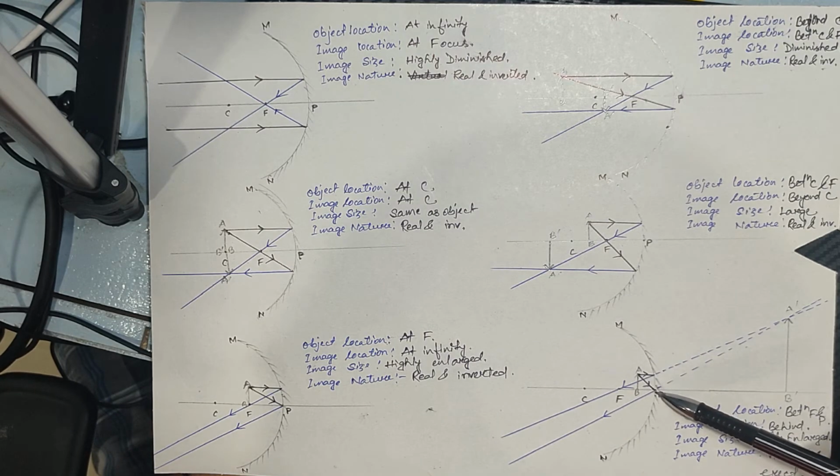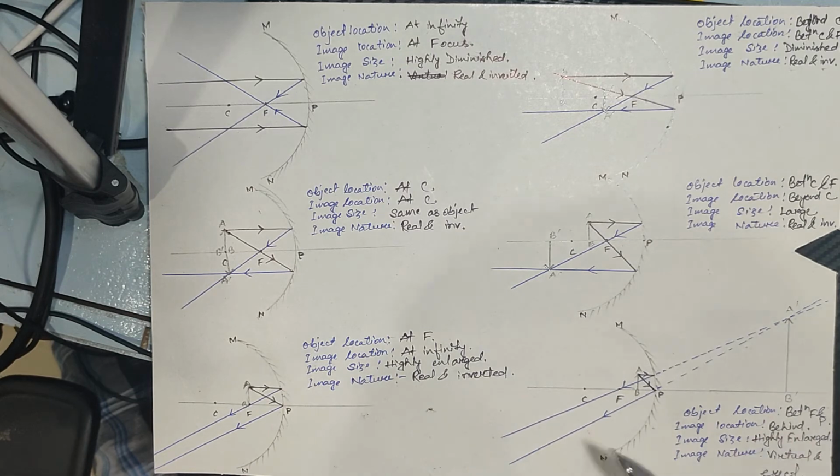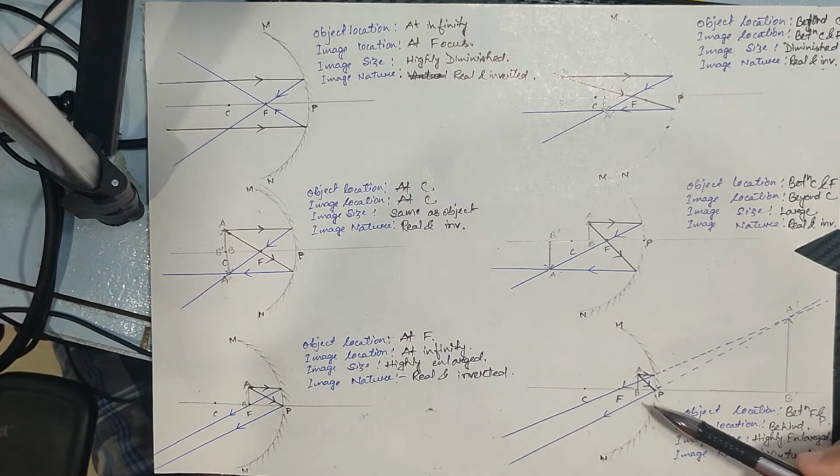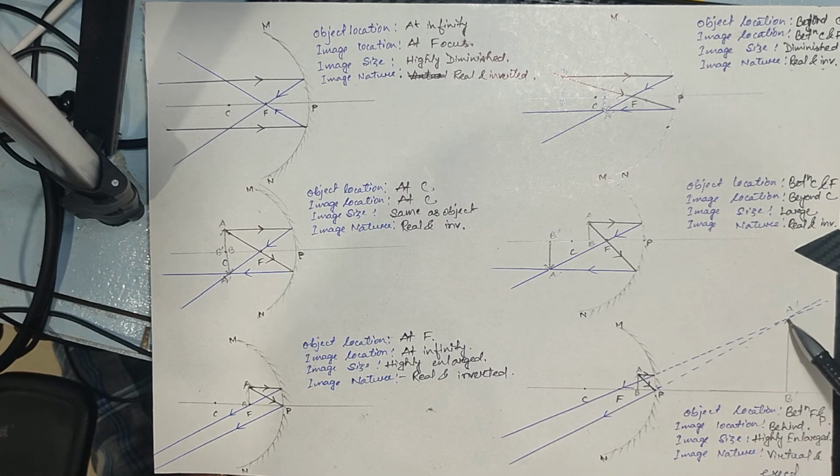So this is the fourth rule, we know that. Here, after reflection, it will go in this way. These two blue lines are the reflected rays. Here you see one interesting thing: these two reflected rays will never meet because they are moving in a widening way. So in such a case we have to extend the light rays backward. If we extend them backwards, we find that these two reflected rays meet at this point.